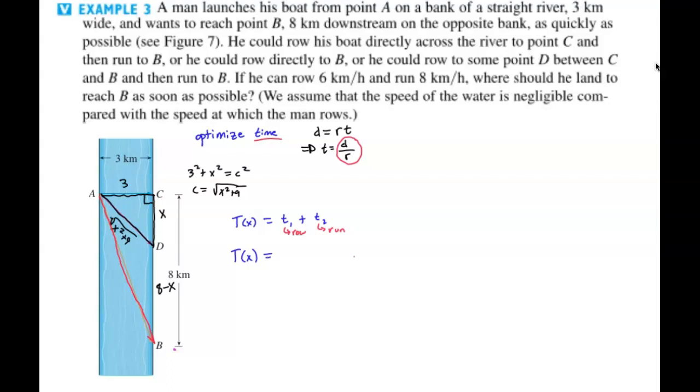equals the distance he rows. So given our current situation, the expression we came up with for the distance that he rows is root x squared plus 9, right? That's just the distance on the hypotenuse of that triangle. So the distance he rows is just root x squared plus 9, divided by the rate that he rows. How fast can he row? 6 kilometers per hour, so divided by 6.